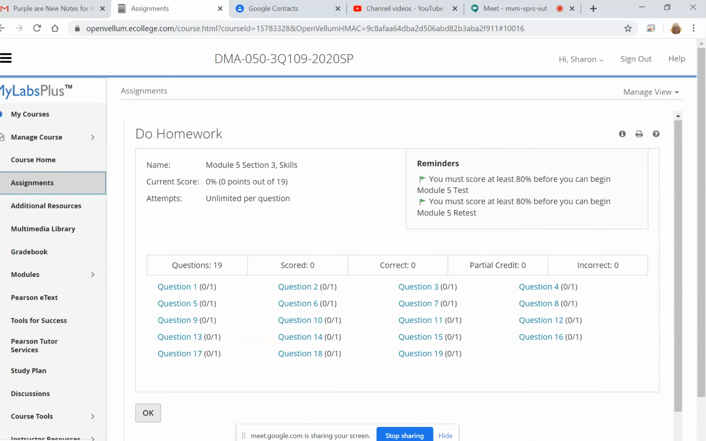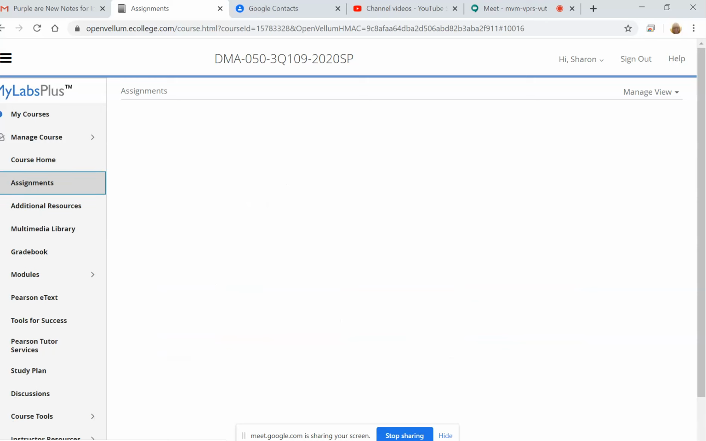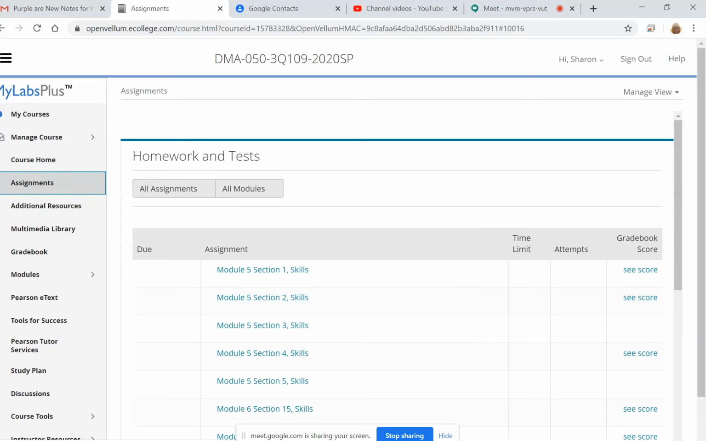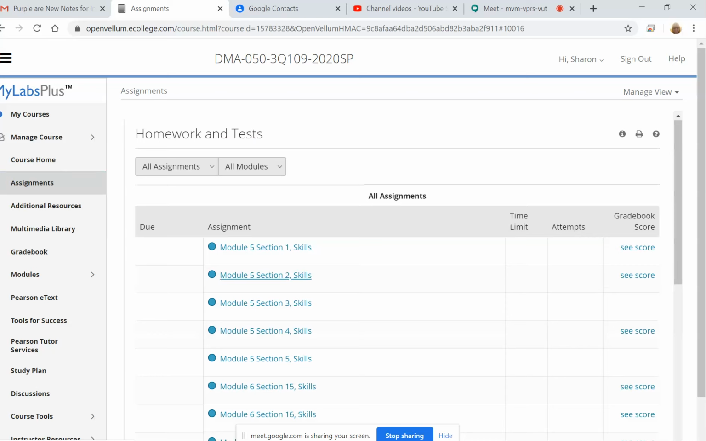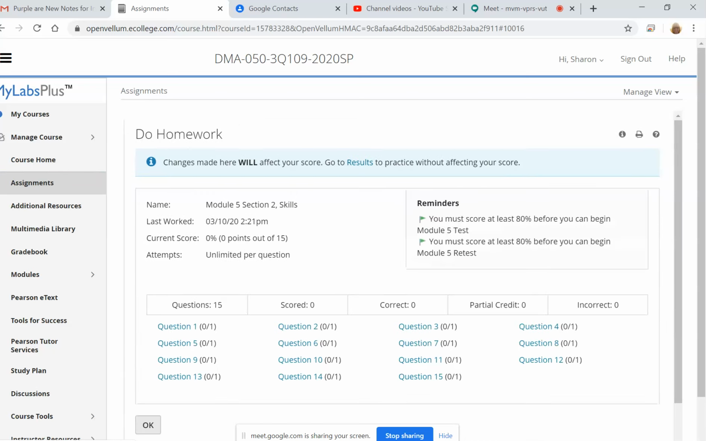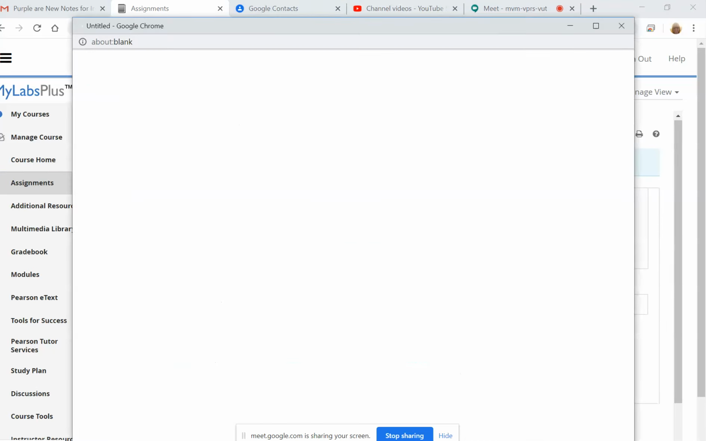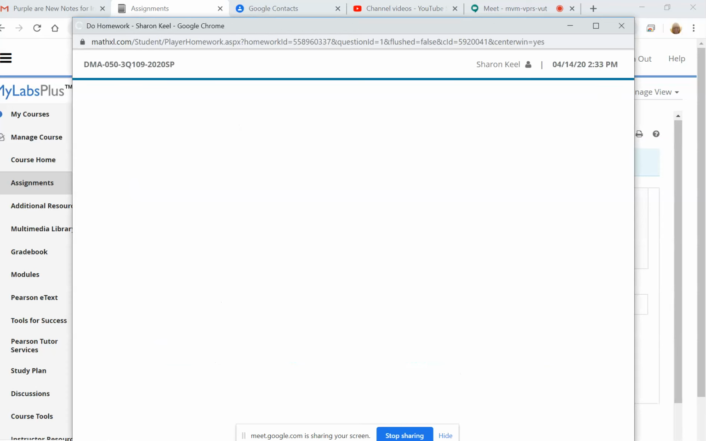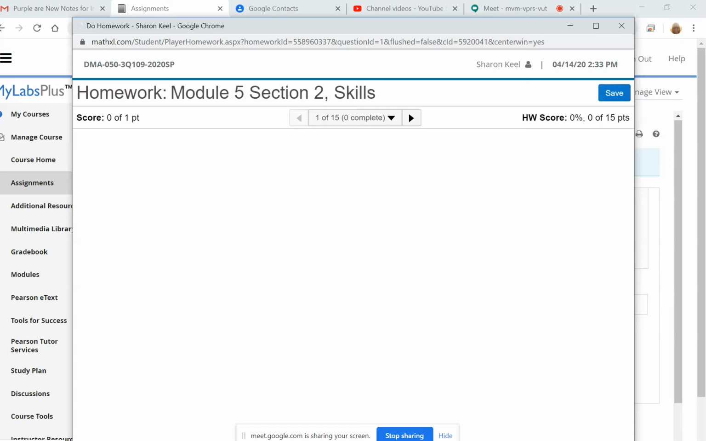Oh, wait a minute, went too many sections out. The screen popped under my pen. Okay, let's try that again. Okay, here's section 2. All of section 2 is going to be on circle or pie graphs, pie charts.